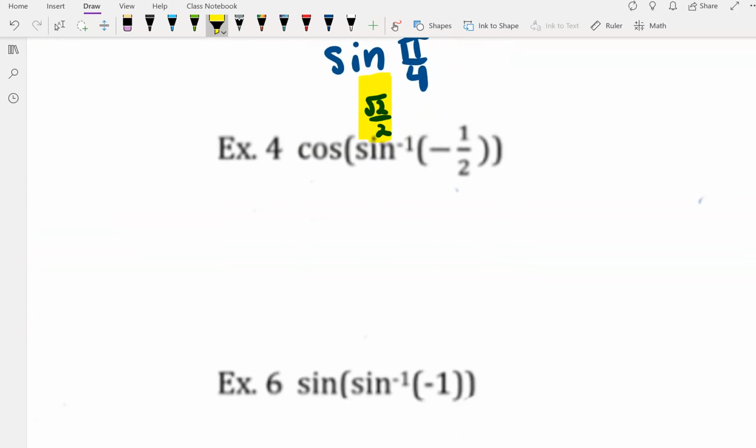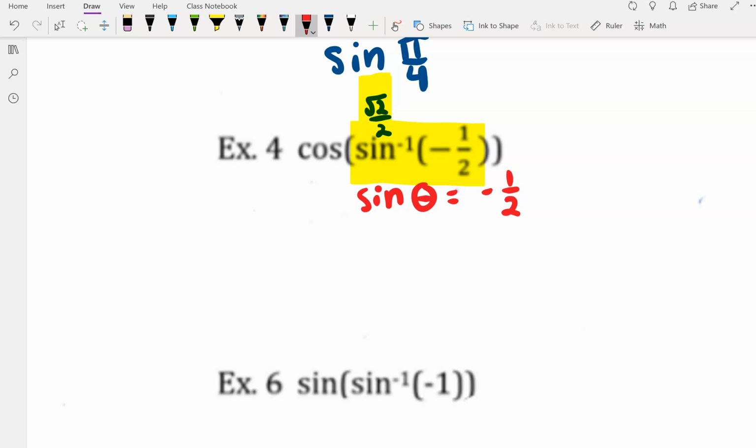Hopefully you remember that tangent of pi over 6 equals root 3 over 3. All right, now we're getting into some negatives, fun stuff. So this is where we have to be careful about what quadrants we're dealing with. All right, so sine of some angle that we don't know what it is yet equals negative 1/2. Well, I know that sine of pi over 6 equals positive 1/2, but I want it to be negative.